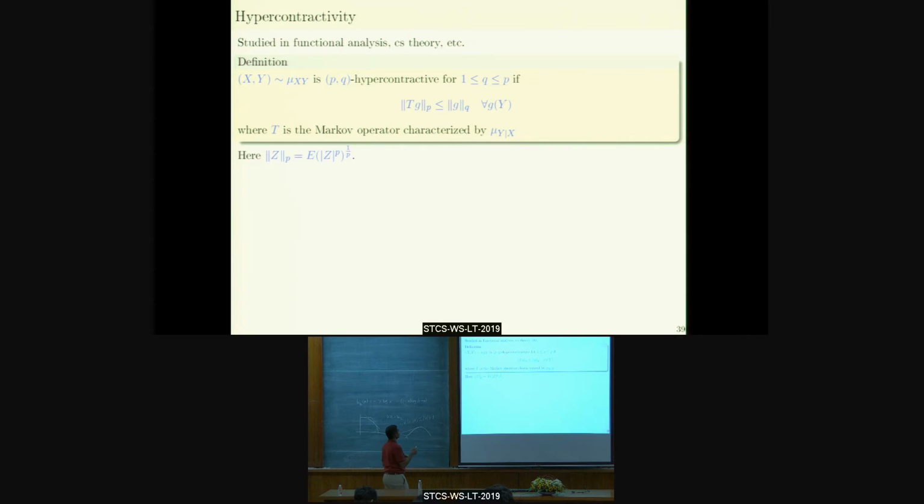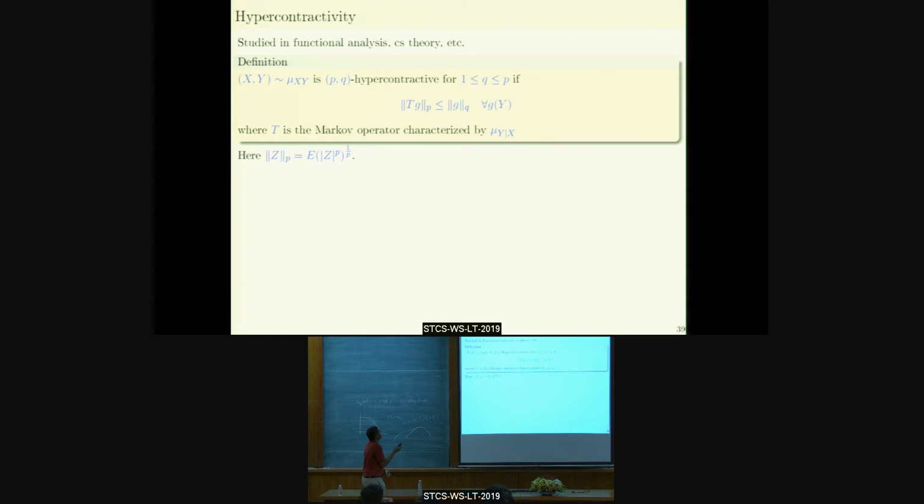So we say a distribution xy is PQ hypercontractive if for any function g of y, the Markov operator which operates on g, the p norm of the Markov operator, where p is a higher norm, is less than the qth norm of g. So this is why the conditional expectation is a contraction. It's clear that if I put p equal to q, this is true. That's just a contraction of the Markov operator. But now I want hypercontraction, so I want to replace it by a higher norm. Okay, where Zp is the norm.